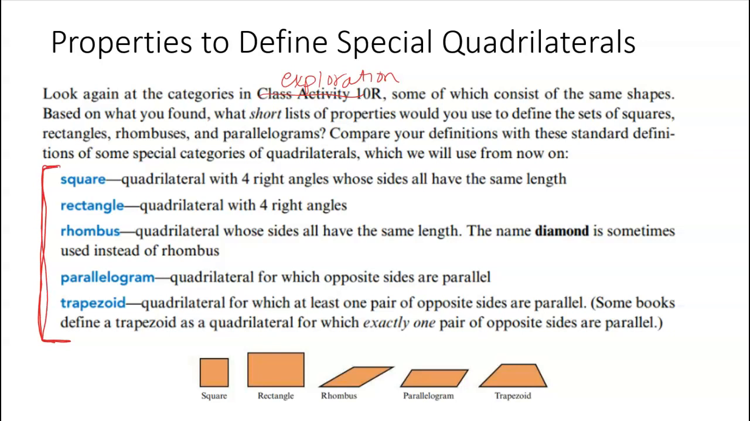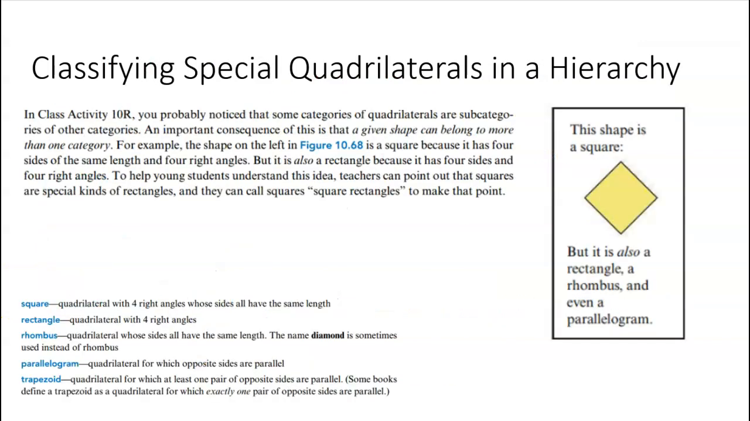One important thing, and we'll explore this later in your problems: some books define a trapezoid as a quadrilateral with exactly 1 pair of parallel sides. Our book says at least 1, and we'll explore what differences that means later in the section. Again, we're still talking about that exploration. That's why it's so important that y'all do them.